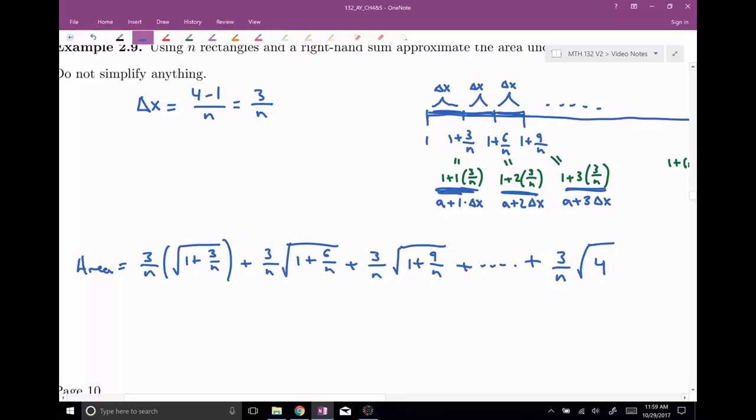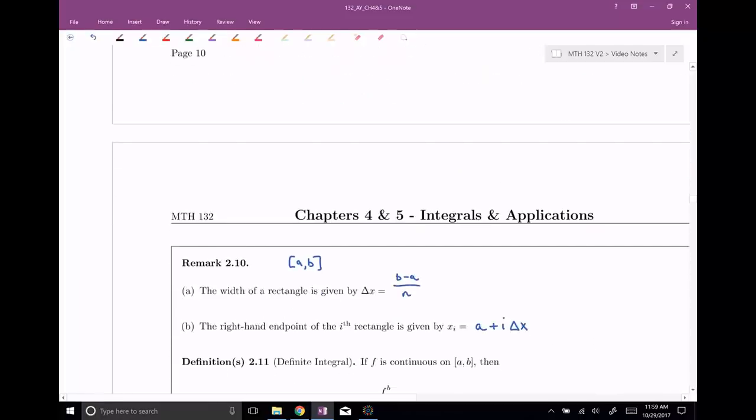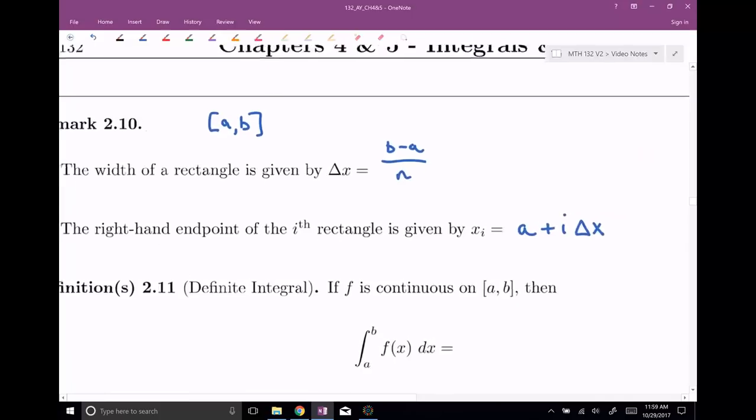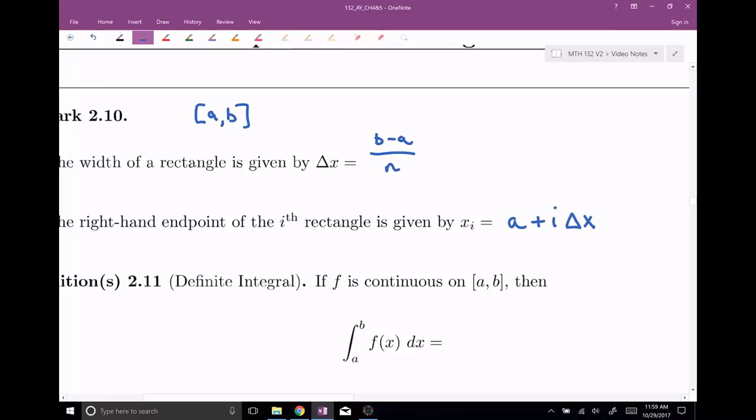So if you want the right-hand endpoint for your ith rectangle, whether that be your first, your second, your third, notice that you're just plugging in first, second, third, right? 1, 2, 3 is what you're plugging in for i. So this is the right endpoint for whatever rectangle you want, whether it be the first, the second, whichever.